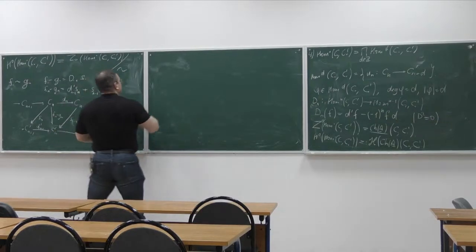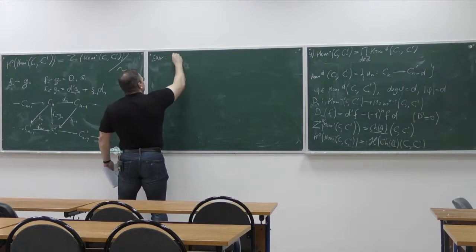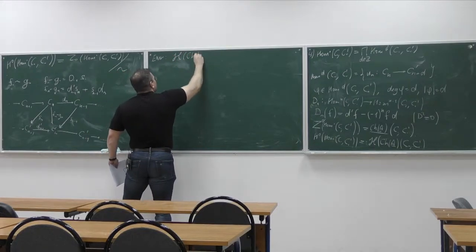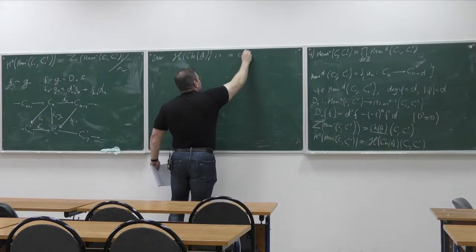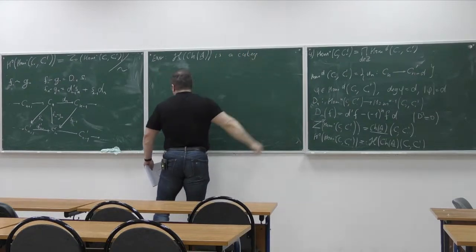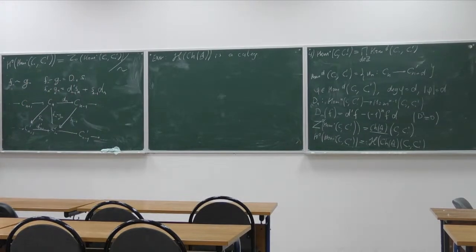So I'm going to leave this as an exercise, that the homotopy category of chain complexes is indeed a category. Now you need to check that, for example, everything is well defined, that if you take the composition of two maps, and you replace one map, or the second map, or both maps by homotopy equivalent ones, you still get something that is homotopy equivalent.